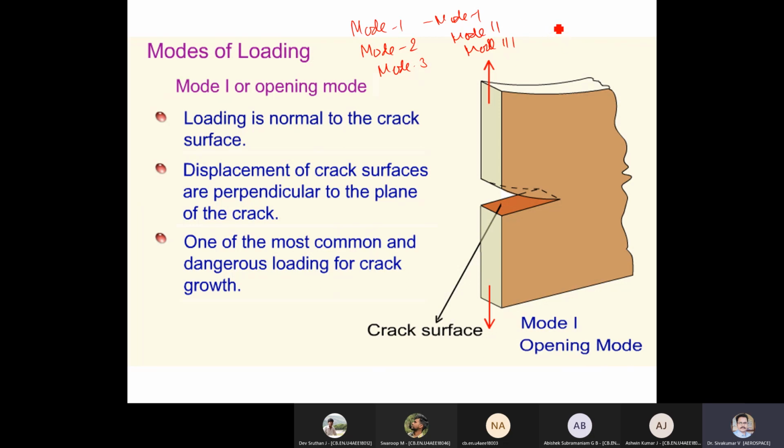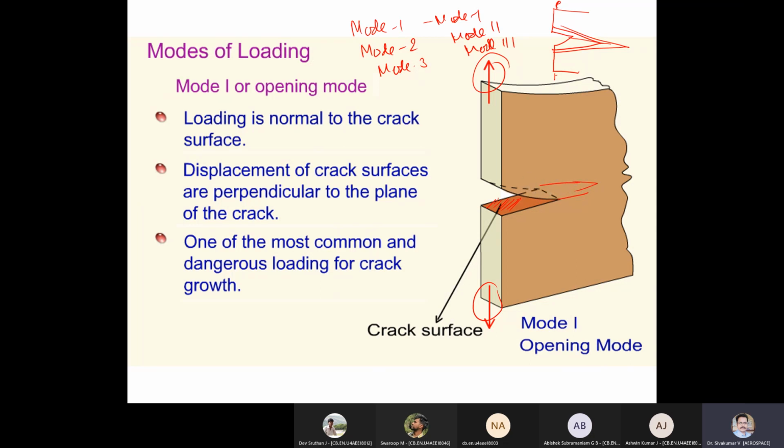Mode 1 is something like a crocodile mouth opening. Suppose you apply load like this, so the failure is like this. That is mode 1. Once you apply the load like this, this is the cracked surface. It keeps on expanding.